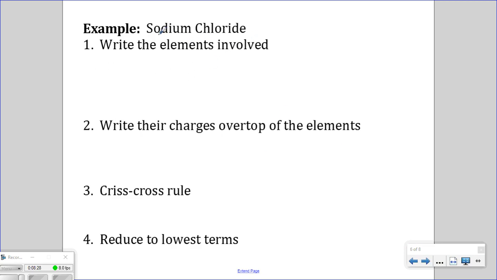So let's look at the following example for sodium chloride. So we write the symbol for the elements involved. So sodium is Na. Chloride is Cl. We'll write their charges over top of the symbols for the elements. So from the periodic table, sodium is in column 1, so when it becomes an ion, it will gain a charge of +1. Chlorine is in that 7th column, or that halogen family, or 17th. So when it becomes an ion, it will gain a charge of -1.